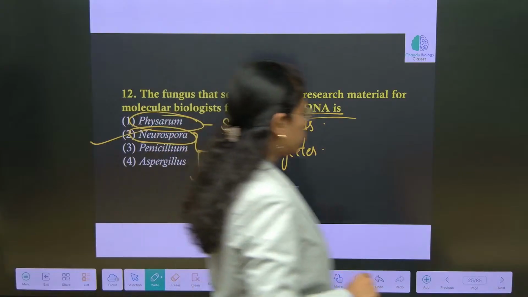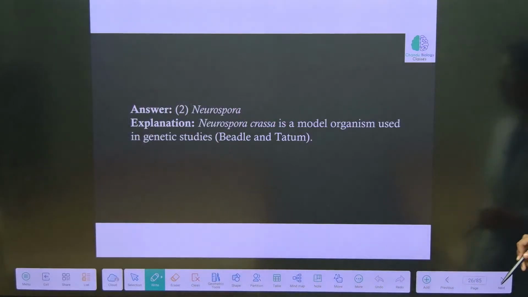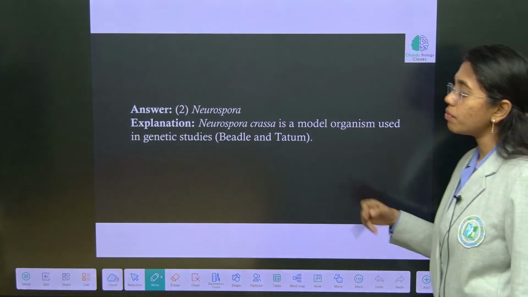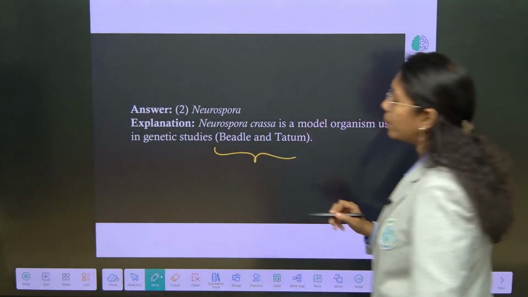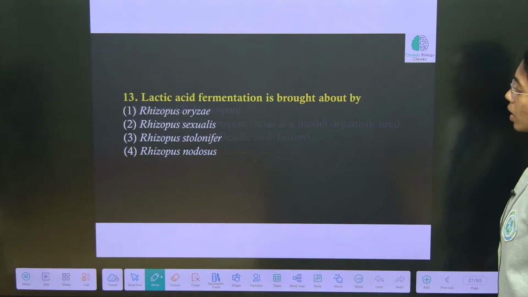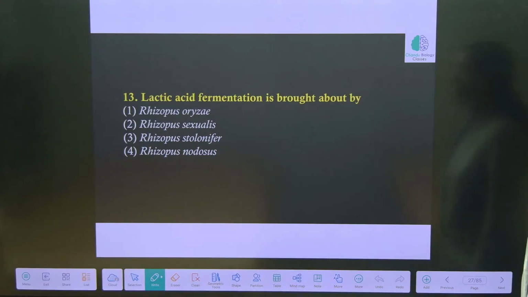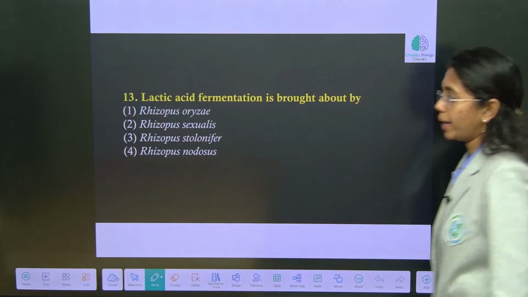Fine. Neurospora crassa is the model organism which is widely used for the genetic works. First, it is described by Biddle and Tatum. Next question. Lactic acid fermentation is brought about by.